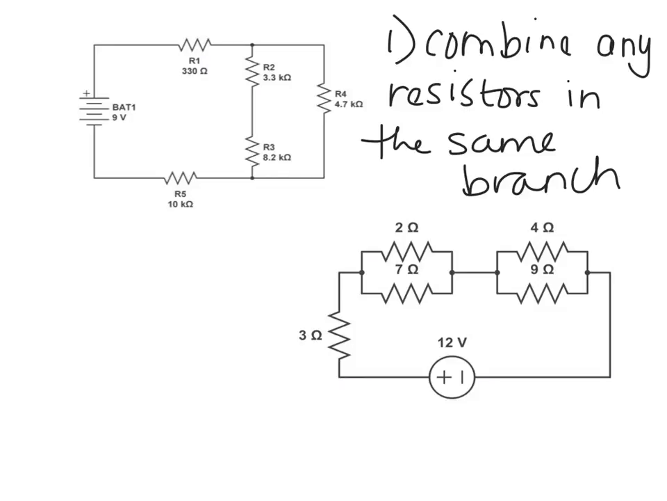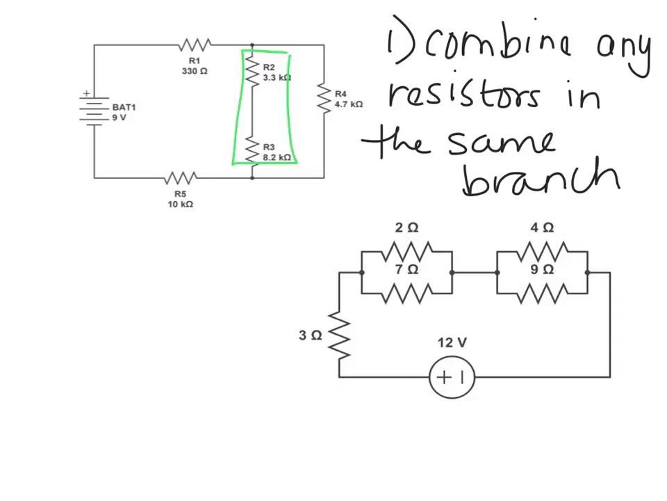Alright, so let's look at which those would be. So I could combine those two, right? That's what I did first. And that's it, because those are the only two in the same branch, right? All the others are in separate branches. On the second one on the bottom, there aren't any that are in the same branch.